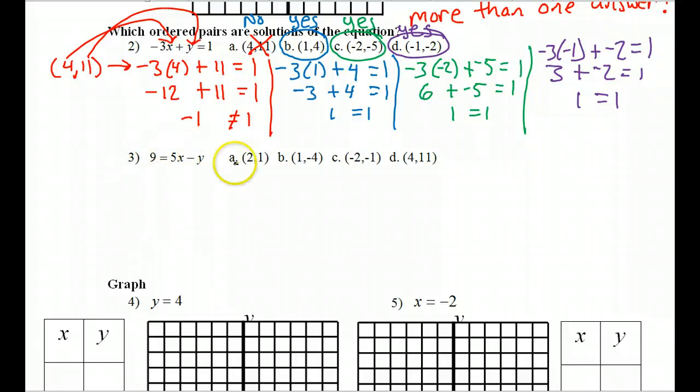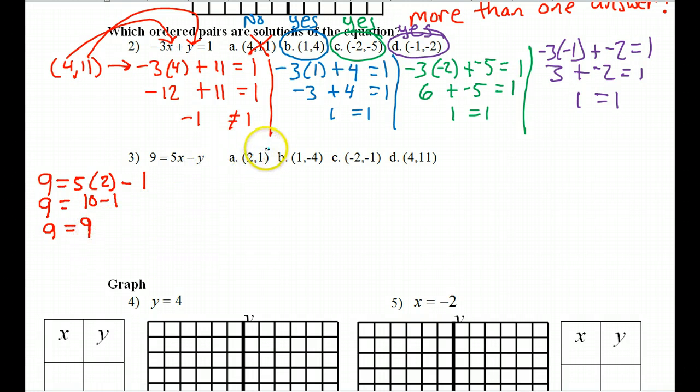Same deal for number 3. So let's just try these one at a time. Okay, so say if I do 2 and 1, then I've got 9 equals 5 times 2 minus 1. Let's see, does that make a true statement? Well, that's 9 equals 10 minus 1. 9 equals 9. So yes, that one worked out. Okay, let's draw a line and try the next one.